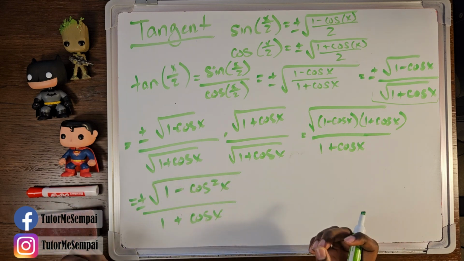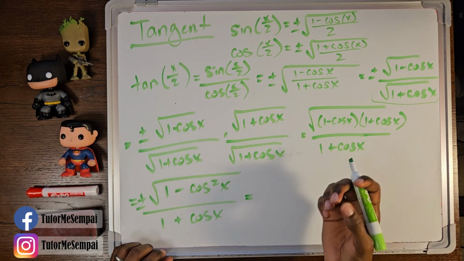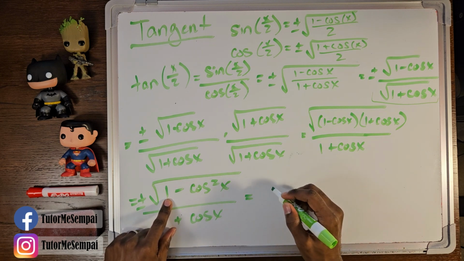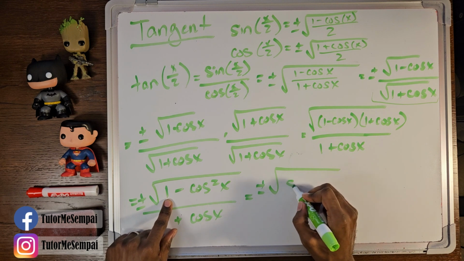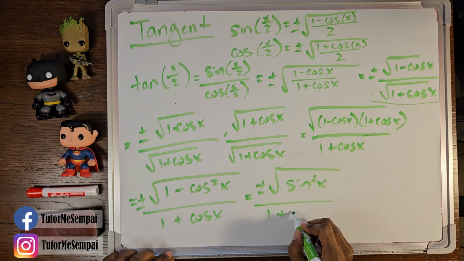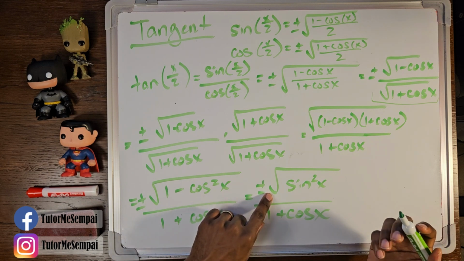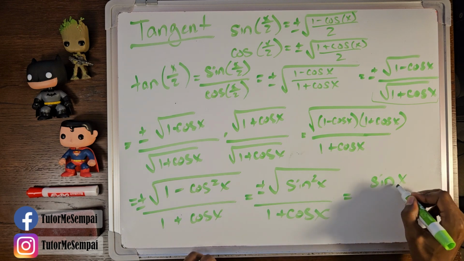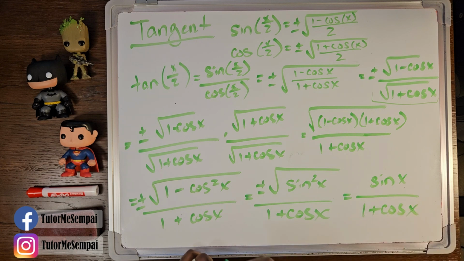Now we aren't done yet. We can still do a little bit more here. So using some more identities that we know of, what's 1 minus cosine squared of x? Well, this is going to be plus or minus the square root of sine squared x all over 1 plus cosine x. And what happens when you square root a square? Well, you're going to just get sine of x over 1 plus cosine of x.